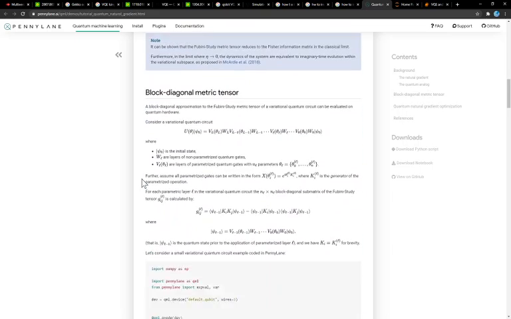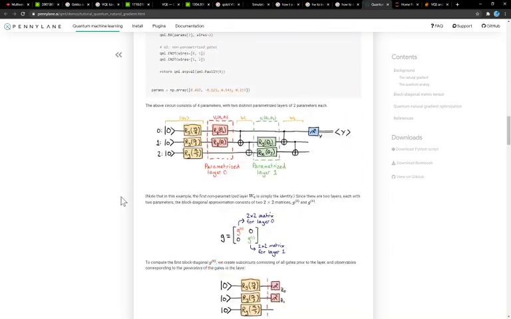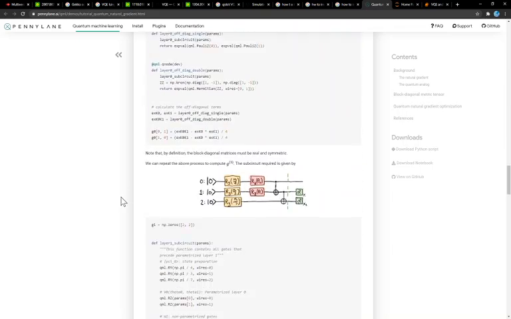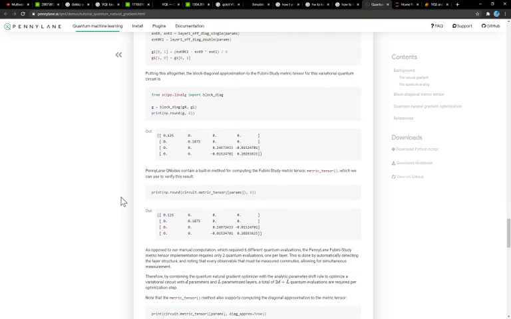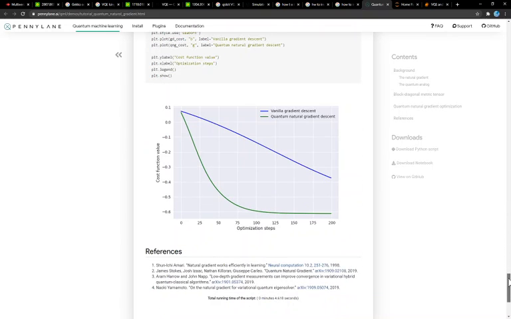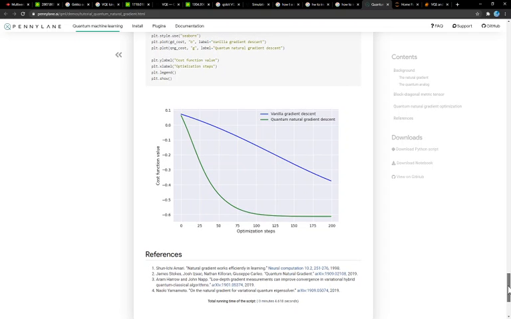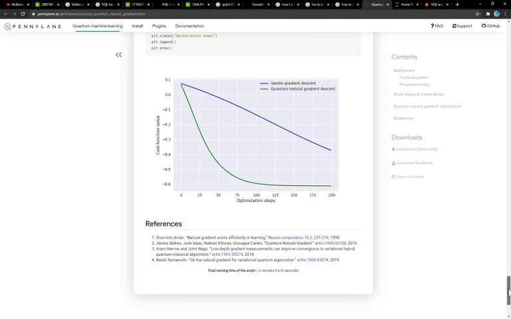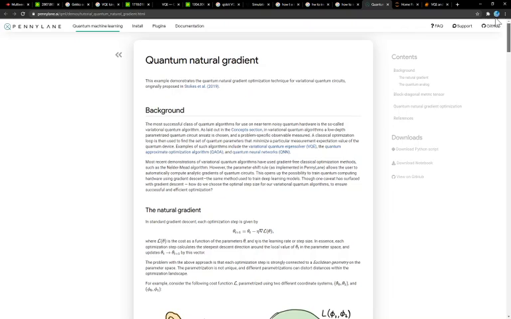But there's the paper where they talk about a more efficient way of doing that, right? Vanilla gradient descent, quantum natural gradient descent. Maybe I could just do that. Yeah, maybe. So let's just fly through these. The most successful class of quantum algorithms, blah blah.